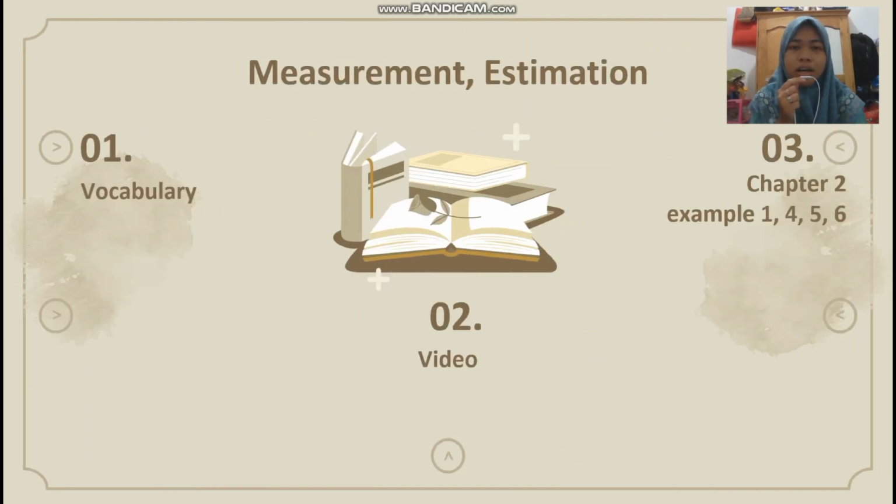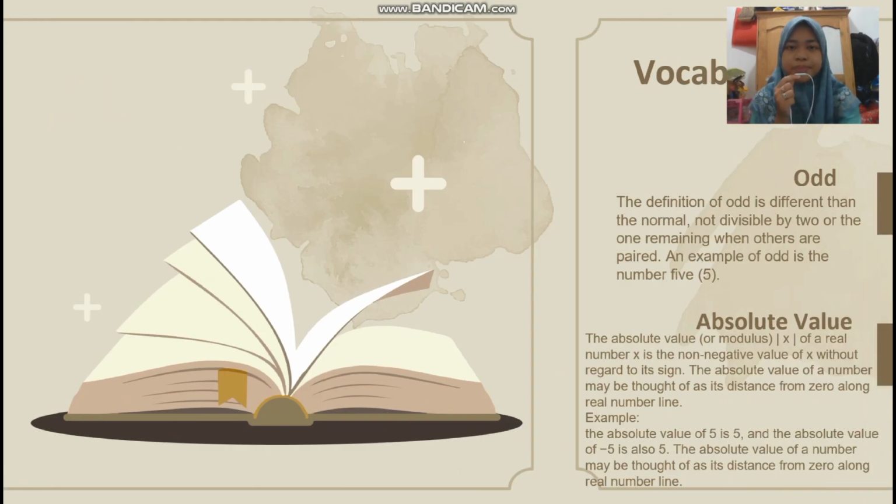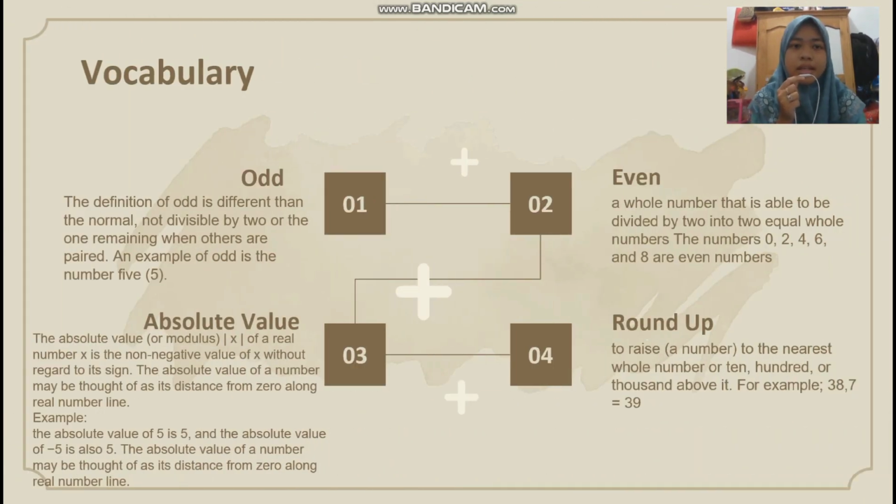And here I will explain about vocabulary, video, and chapter 2, example 1, 4, 5, and 6. And the first, I will explain about vocabulary. Yes, the first is odd, which means bilangan ganjil.